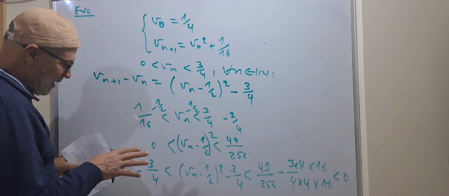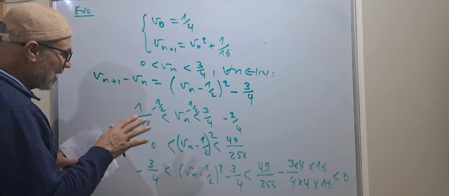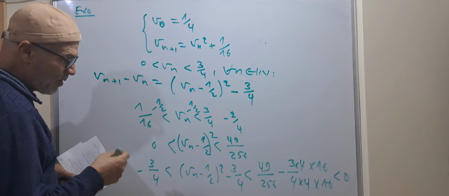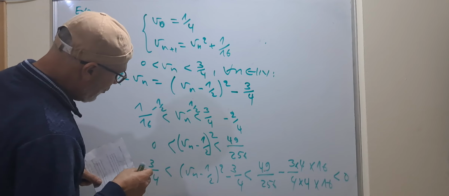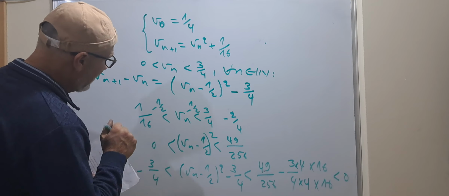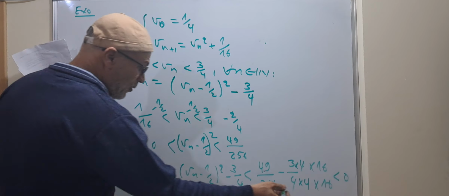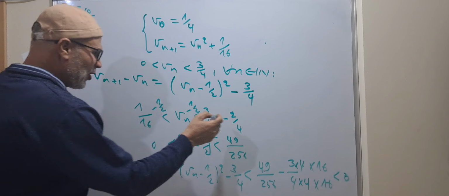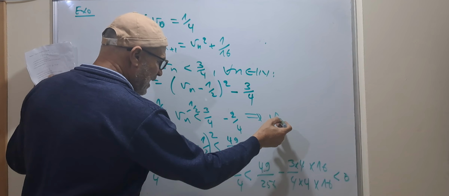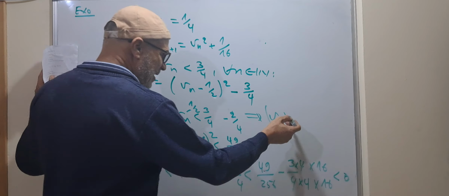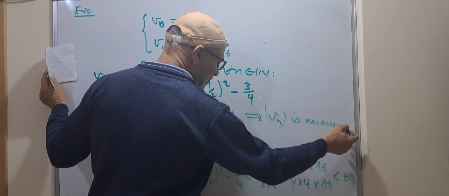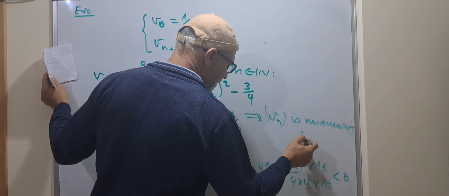I know that I did it in a very hard way. I am sure that other methods are more beautiful and quicker than this one. The most important thing is that it is less than 0, which means that Vn is a non-increasing sequence.